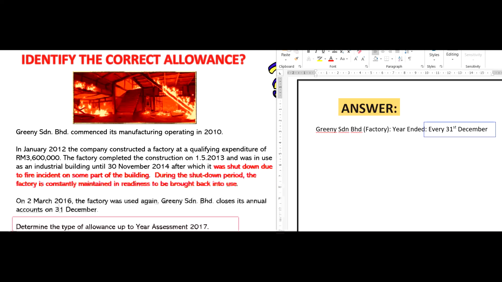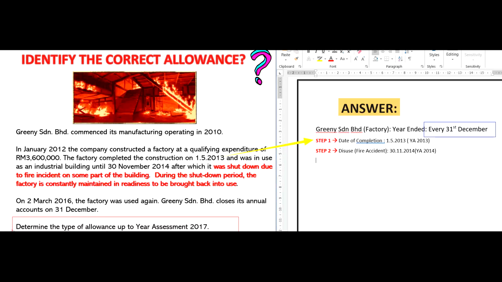Next, you should find the date of completion. Why does the date of completion need to be identified? Because when the building has been completed, then from that year the company can claim the initial allowance and annual allowance. The question has given you the date of completion. Next, there is an event in the company, which is the fire incident that happened on 30th November 2014.